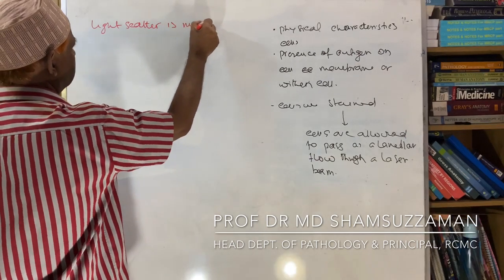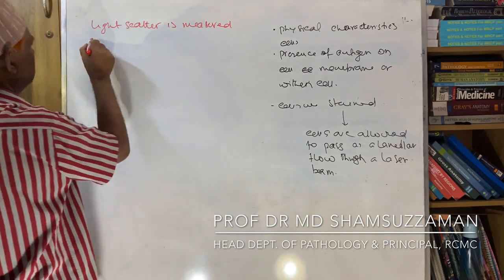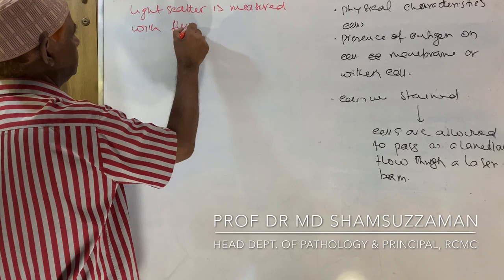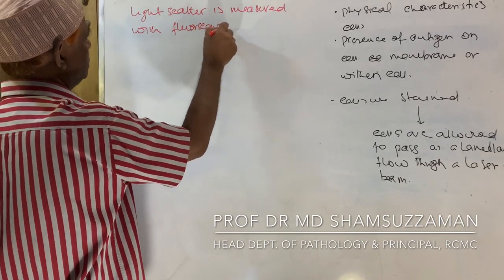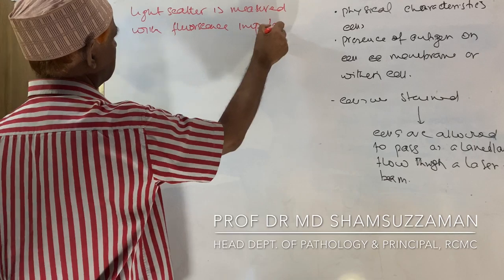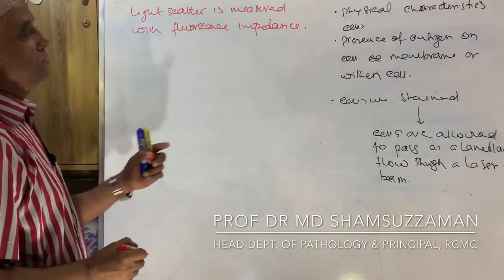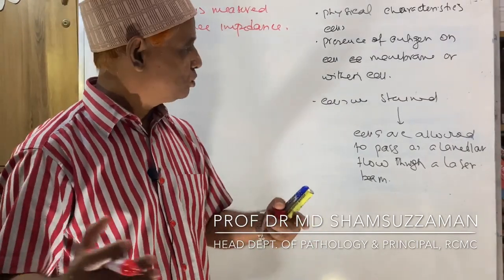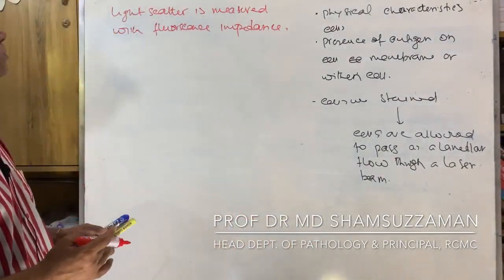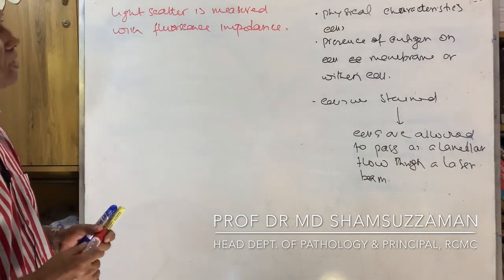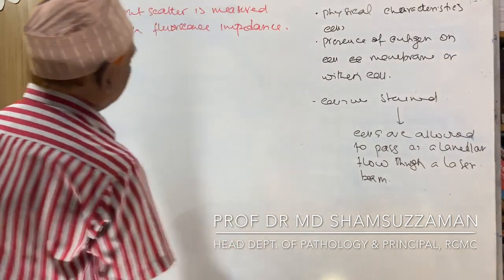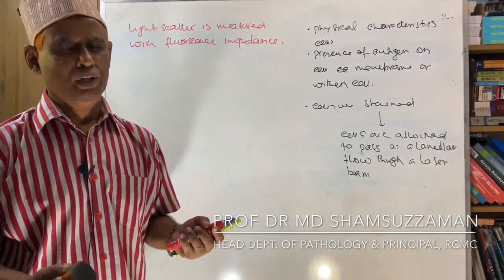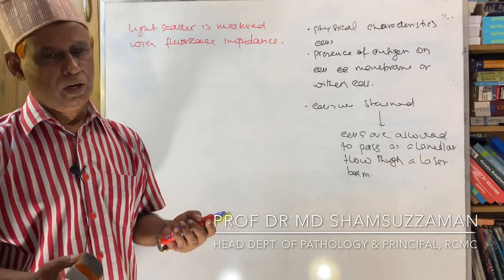Is it measured with fluorescence impedance? What is done? First these cells are stained, then cells are allowed to pass as a laminar flow through a laser beam, and the light scatter is measured with fluorescence impedance. This is flow cytometry, and this is all about the laboratory diagnosis of chronic myeloid leukemia, that is chronic granulocytic leukemia.